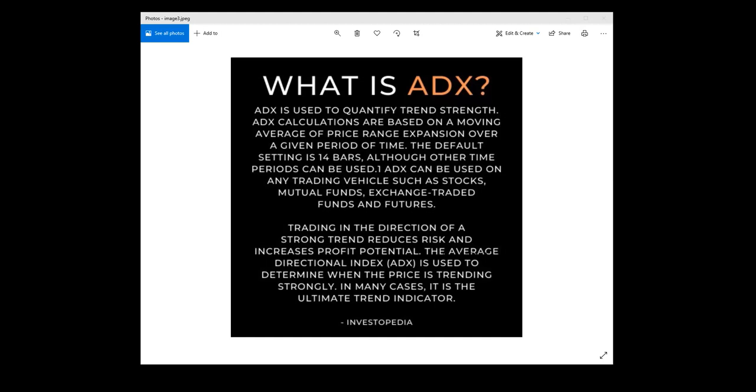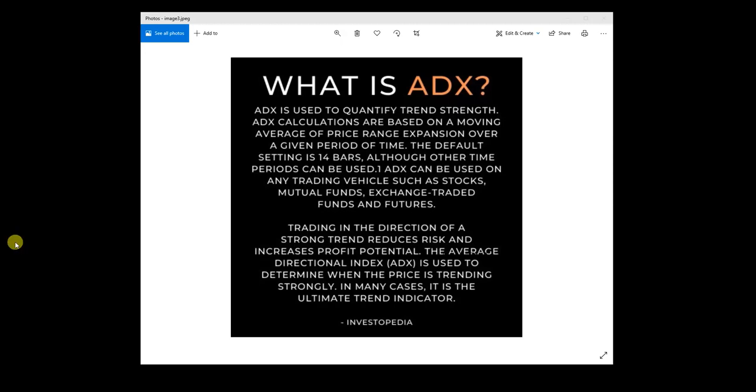So what is ADX? ADX is an indicator that quantifies trend strength. And Investopedia has quite some strong words on it. So I just want to read what they say, take a look at one specific example, and then we do some testing on our own, as we always do.